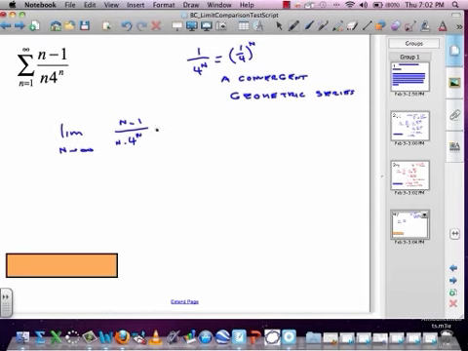I'm going to save some time here. That's going to end up being 4 to the n over 1. The 4 to the n's cancel out, and here's my limit I need to take: the limit as n goes to infinity of (n minus 1) over n. L'Hopital's rule one time will tell us that that limit is 1. 1 is both positive and finite. What does that mean? It means that my given series and the one I chose to compare it with either both converge or both diverge. In this case, they both converge.